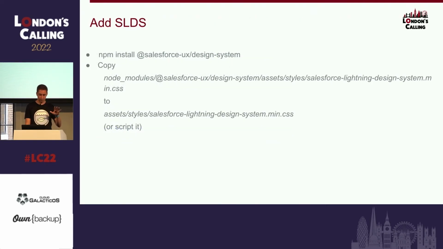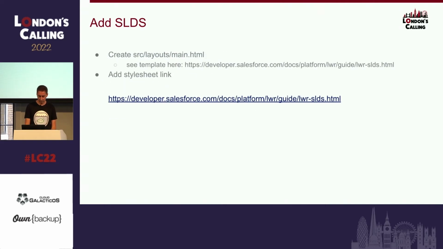So let's see. When you start your own project, first you need to add SLDS, the Lightning Design System, because it's not part of the project. We just need to install it the same way with the npm package, and then copy the script that was downloaded as a node module into your asset folder, so part of your website. You can script it if you don't want to do it manually, of course. And then you need to create an HTML page that will be sort of your main application, and add a style sheet link so that your styles are loaded by your application, like you would do in any regular HTML page. The documentation is there. And if you do this, you will get SLDS working for your application.